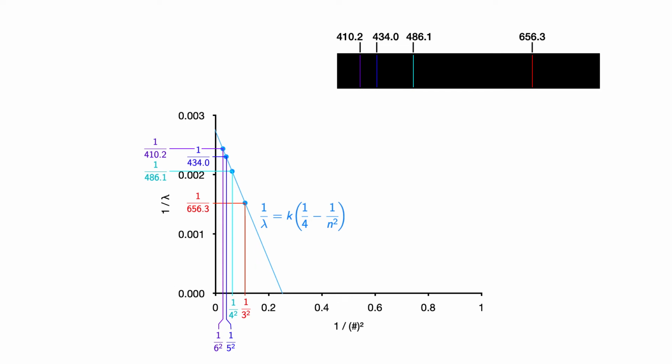So Balmer saw that this line fit the observations perfectly, and he wondered if the pattern might continue. And in particular, he wondered if there would also be a line corresponding to 1 over 7 squared. If there were such a line, it would be at a wavelength of 397.0 nanometers.